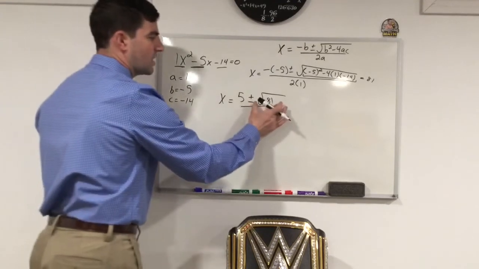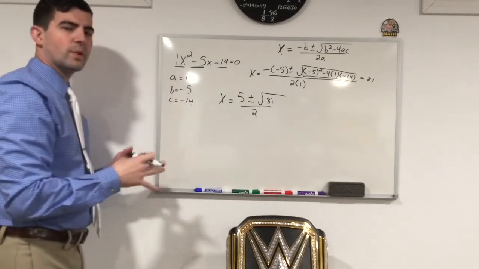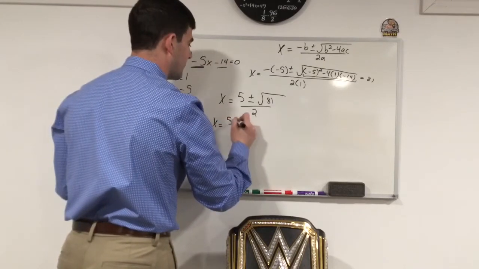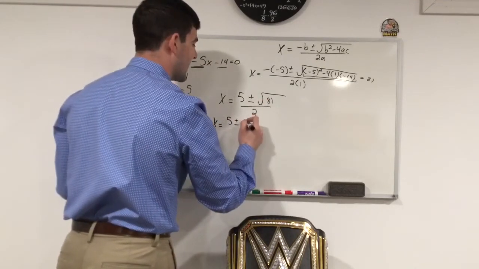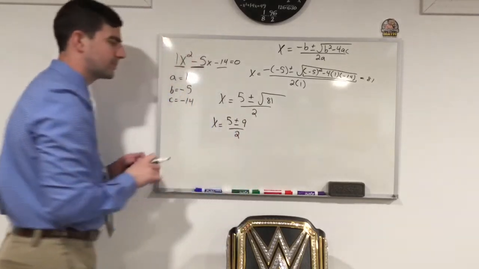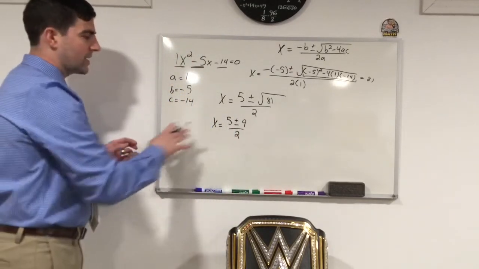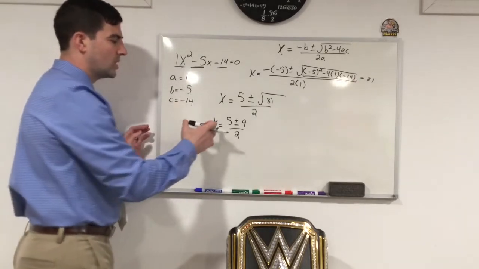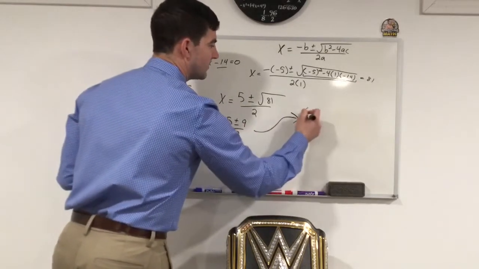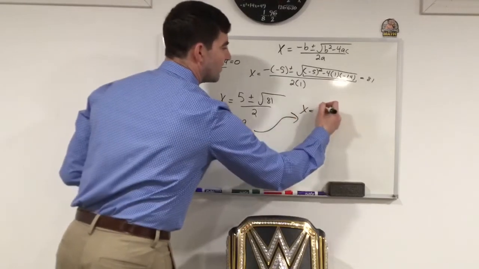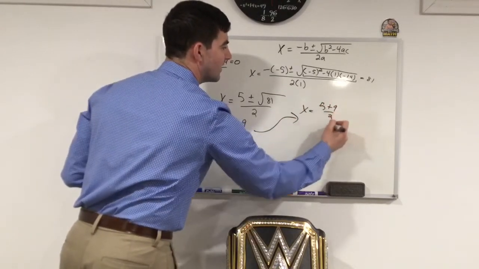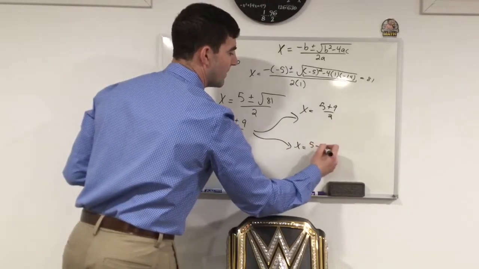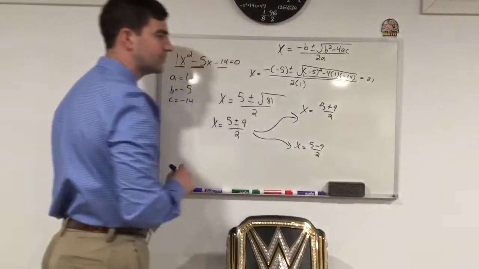Now I look to see if this number is a perfect square. 81 is one of our perfect squares, so I can simplify it. X equals 5 plus or minus the square root of 81, which is 9, over 2. The plus or minus usually means 2 solutions. So off to the side, I take 5 plus 9 and divide it by 2, and I take 5 minus 9 and divide by 2.